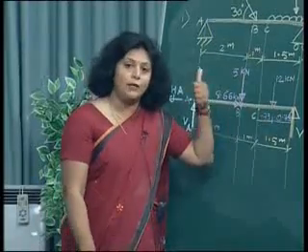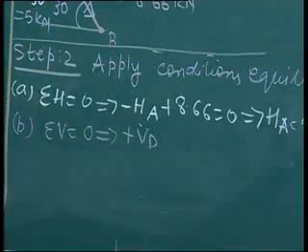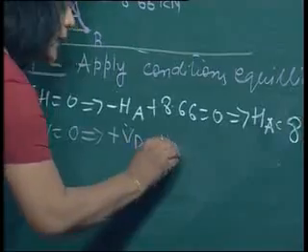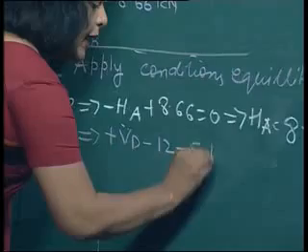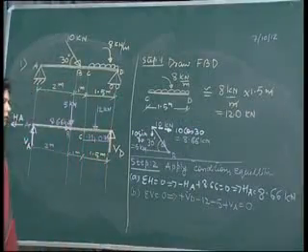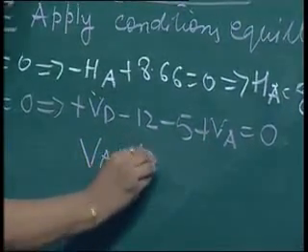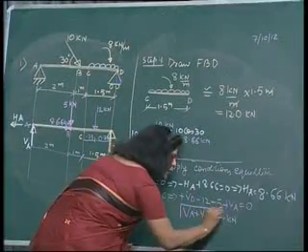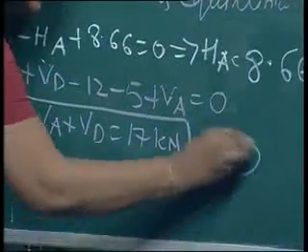Vd is acting in the vertical upward direction, so it will be taken as plus. So plus Vd, then 12 kilonewton in the downward direction, minus, then 5 kilonewton again in the downward direction, minus, and Va in the upward direction, plus, that is equal to 0. So we get an equation Va plus Vd equal to 17 kilonewtons. This is our equation number 1.